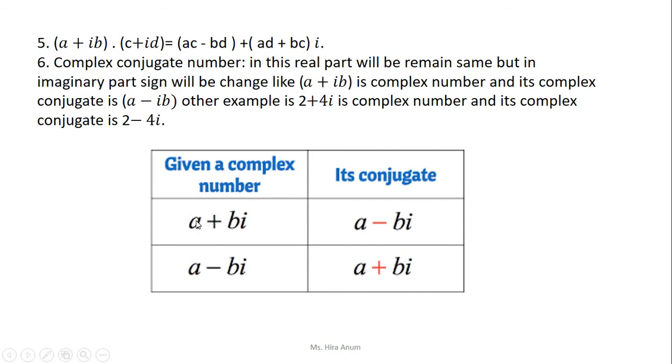A will remain the same but the imaginary part changes sign. If it is positive, then it becomes negative. If it is negative, then it becomes positive. Imaginary numbers will change their sign. Like 2 plus 4 iota, the conjugate is 2 minus 4 iota. Similarly, other examples.